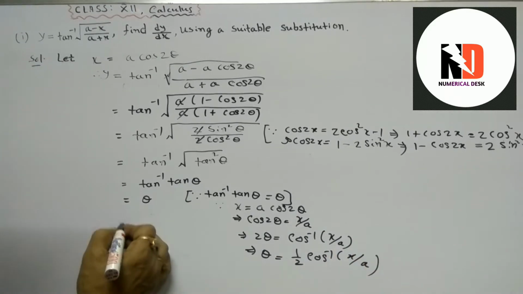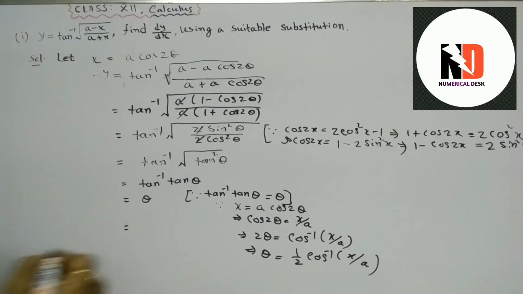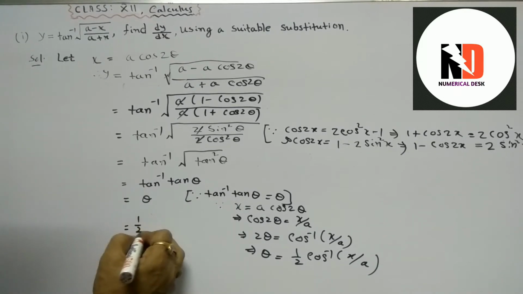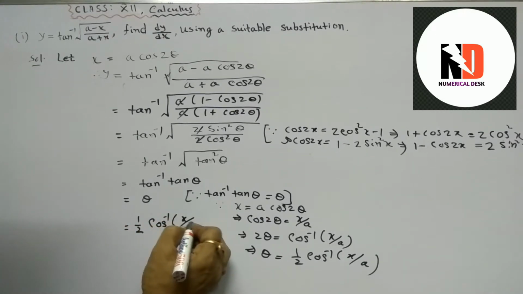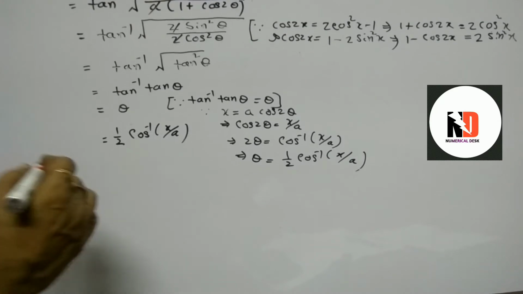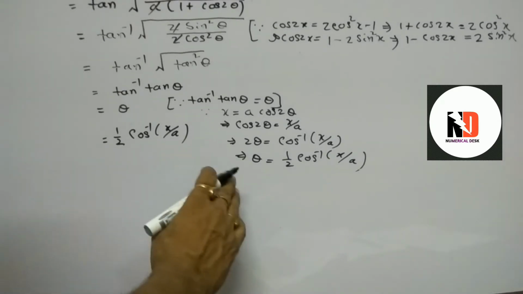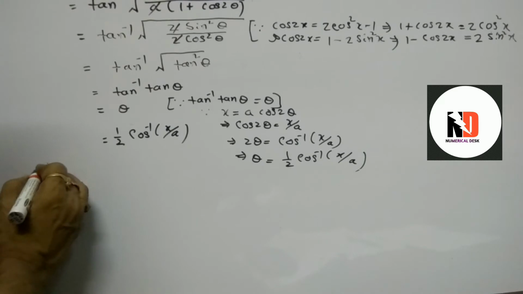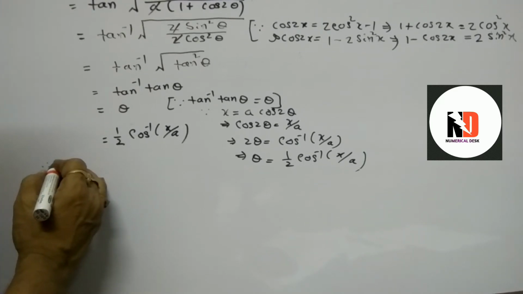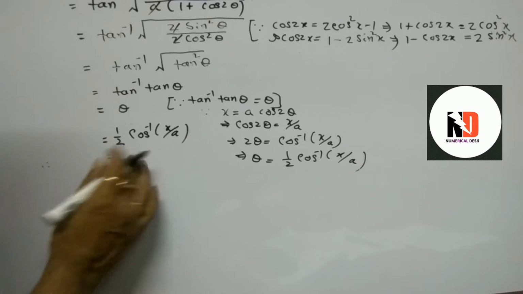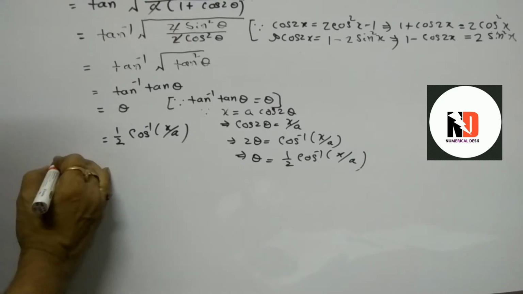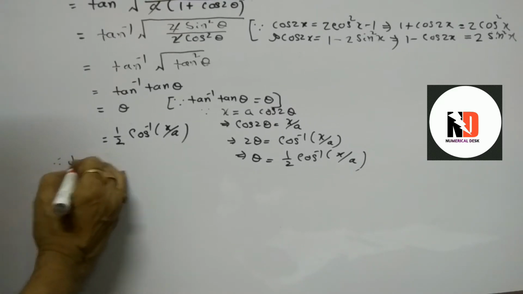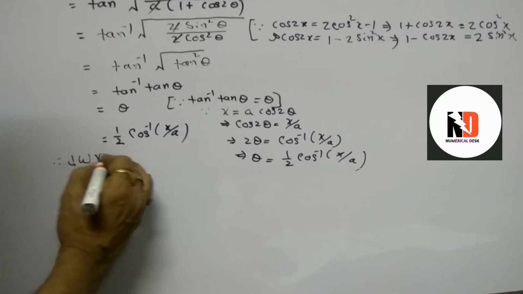you will have to show this in the examination to carry full marks. So do not write down theta mentally or directly. You have to show the steps. Now let's see. So it becomes half cos inverse x by a. Again x by a is not a standard form. Cos inverse x is a standard form, but there is an a. So let's see how to do it.